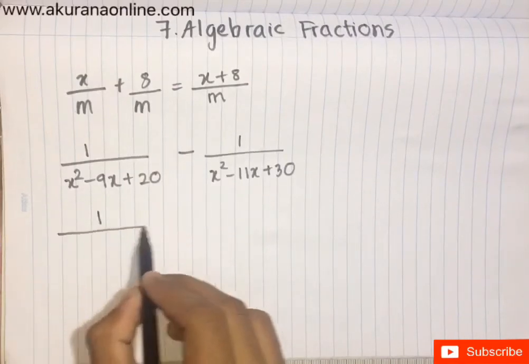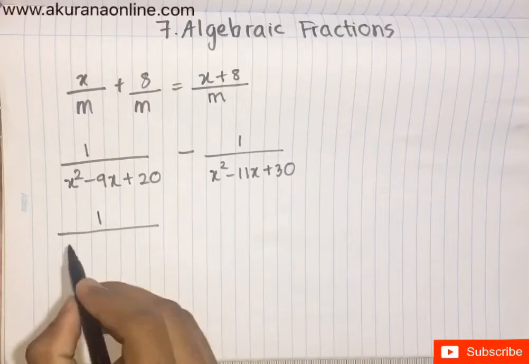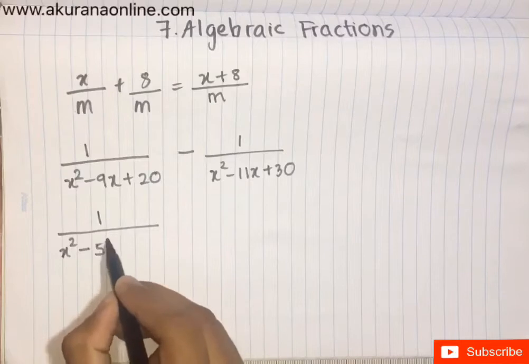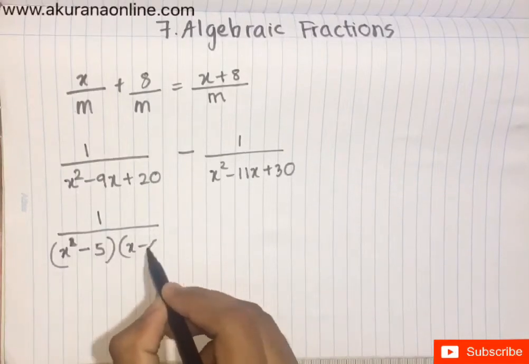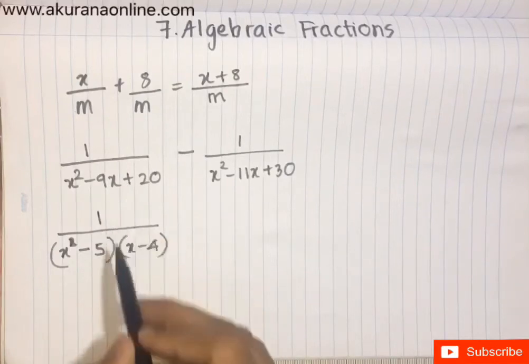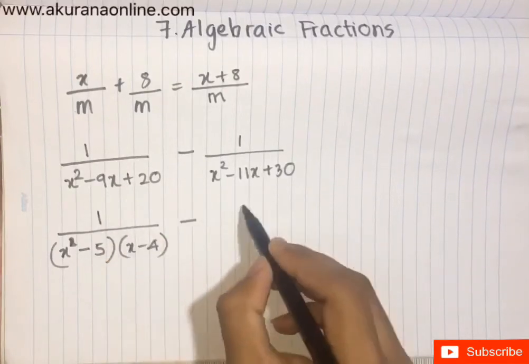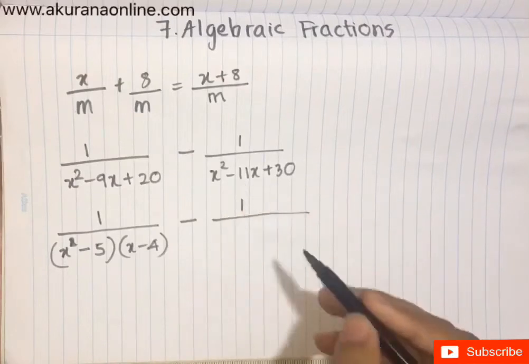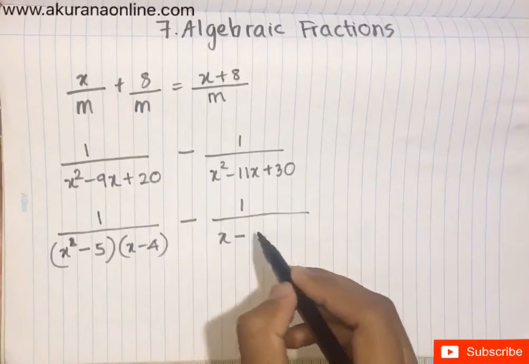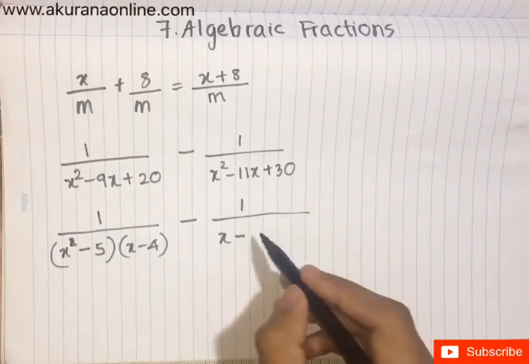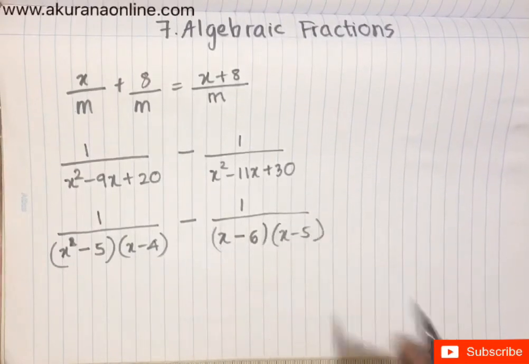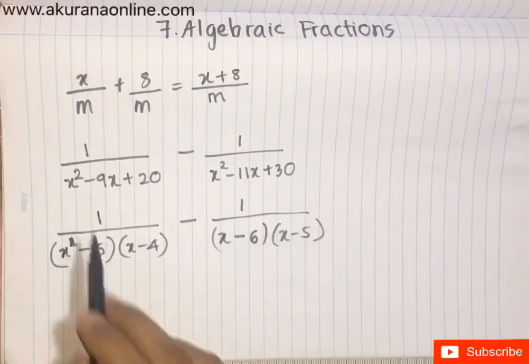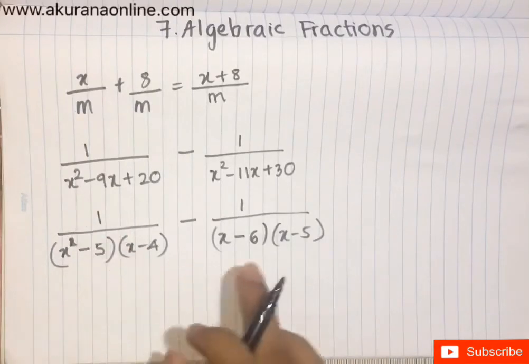If you factorize the first denominator, you will be getting x minus 5 and x minus 4. After you factorize, this is the answer you will be getting. And then when you go to the other part, after you factorize, you will be getting x minus 6 and x minus 5. These steps you have already studied. Therefore, after you factorize, you will be getting this.